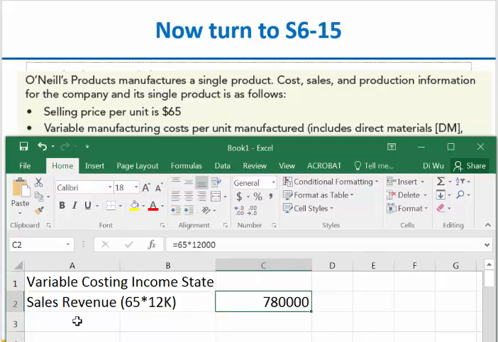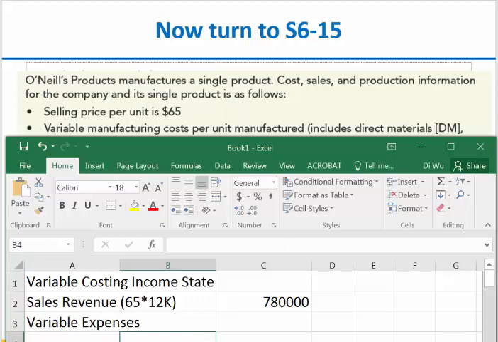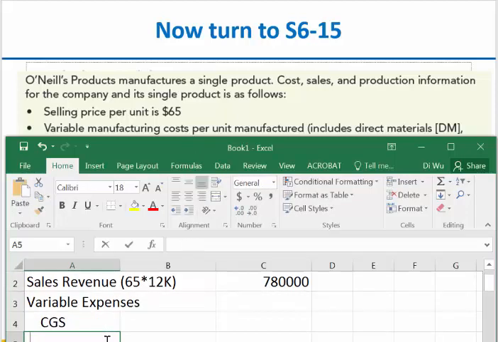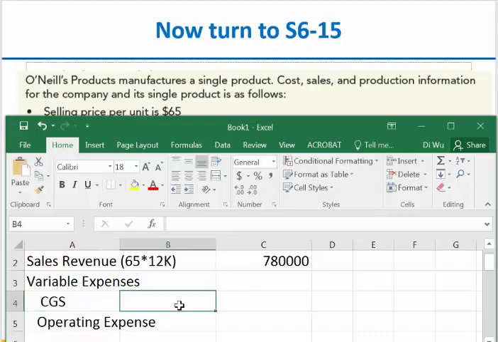Next, because it's a variable costing income statement, I have to use the variable expenses. There are actually several places you have to pay attention to. One is the CGS part, and the next is the operating expense. So you have several places that will give you variable expenses, and I'm going to calculate them one by one.